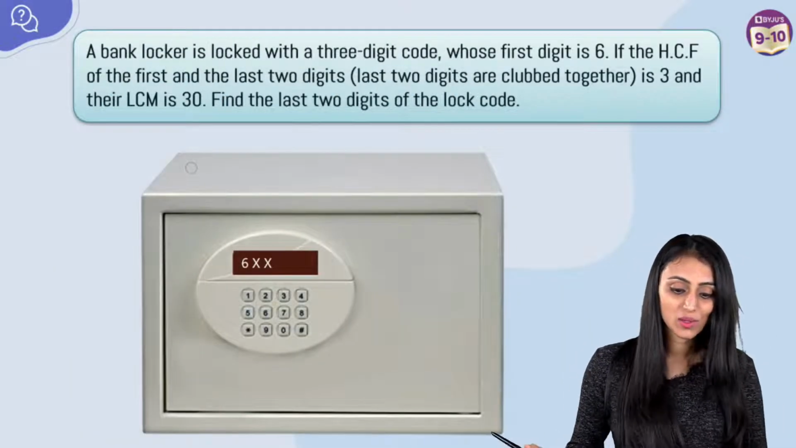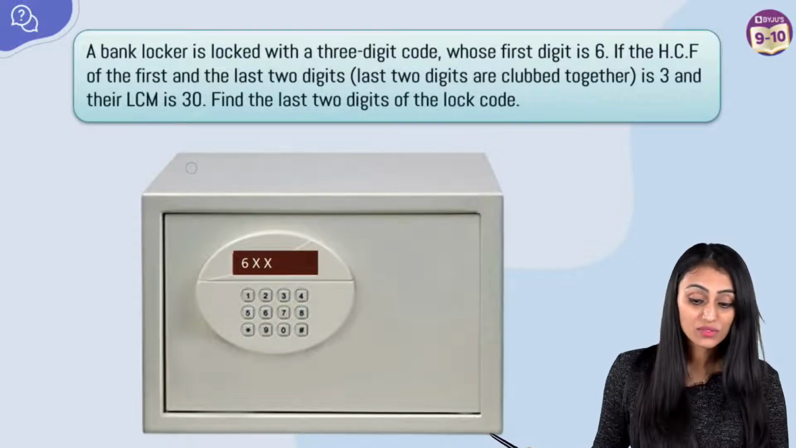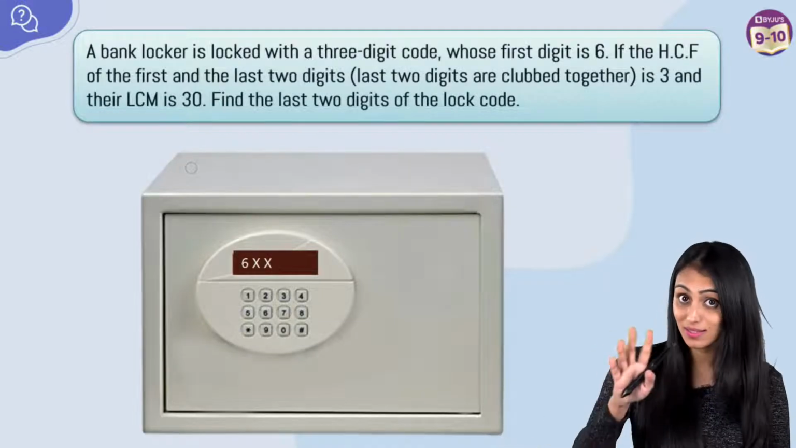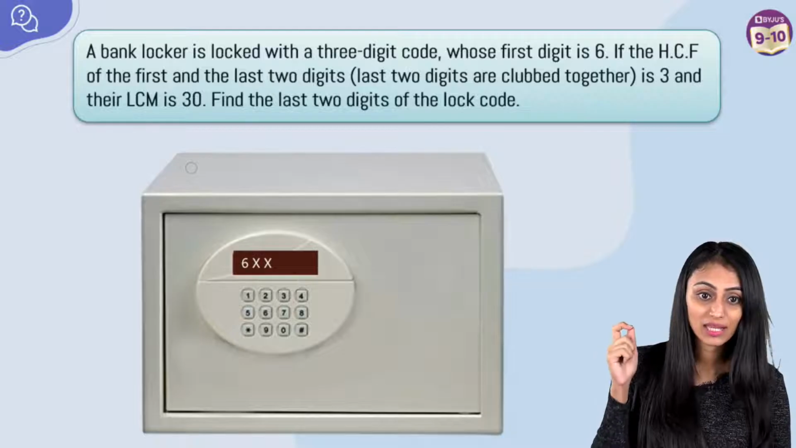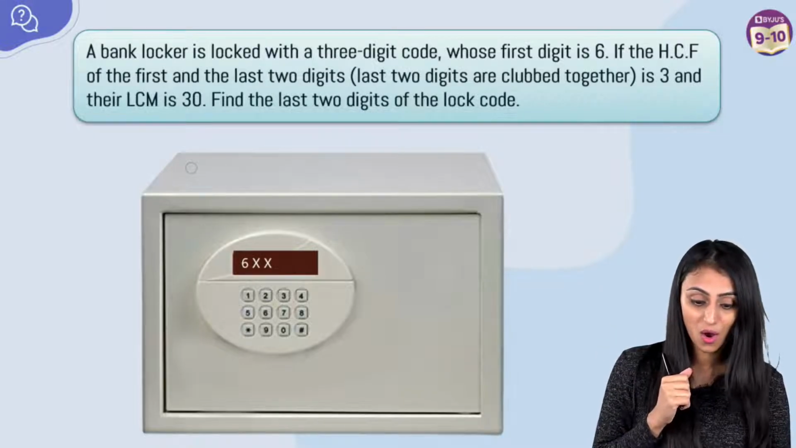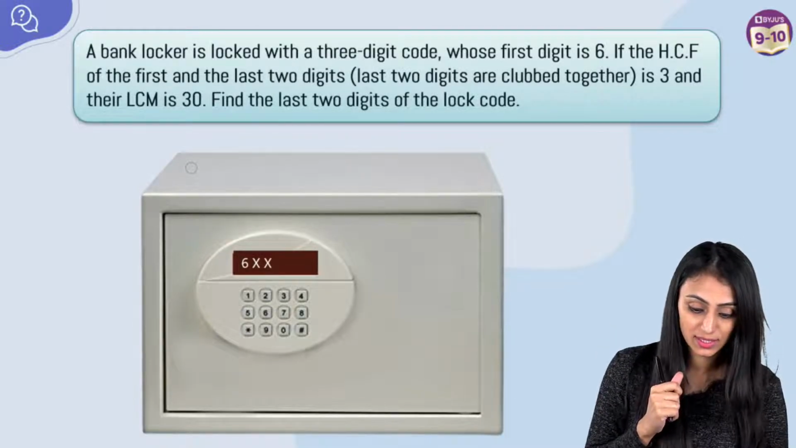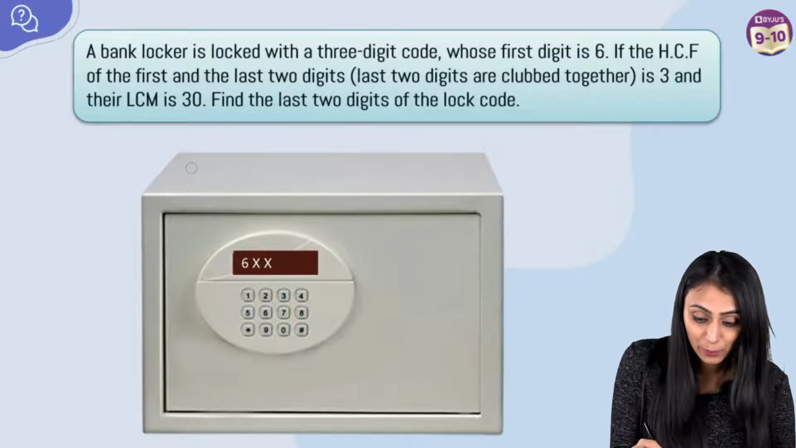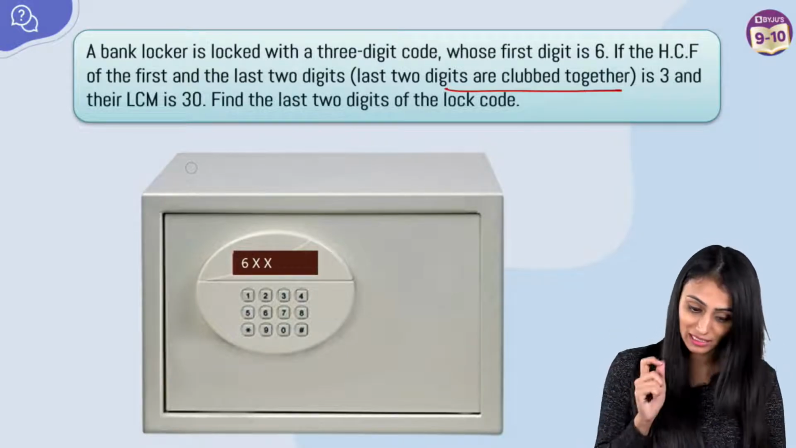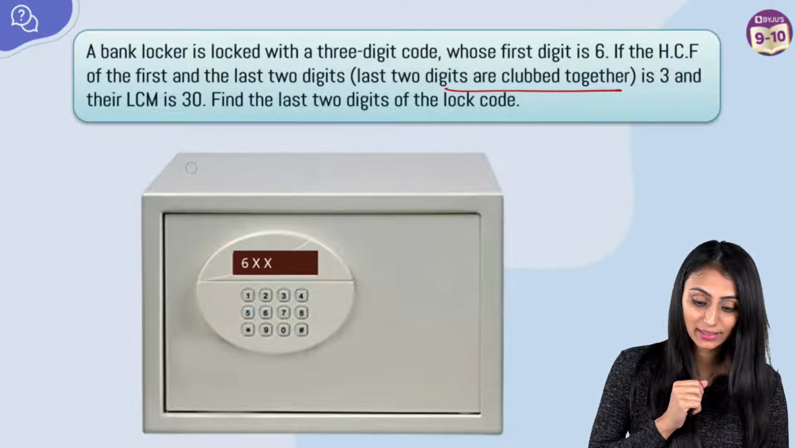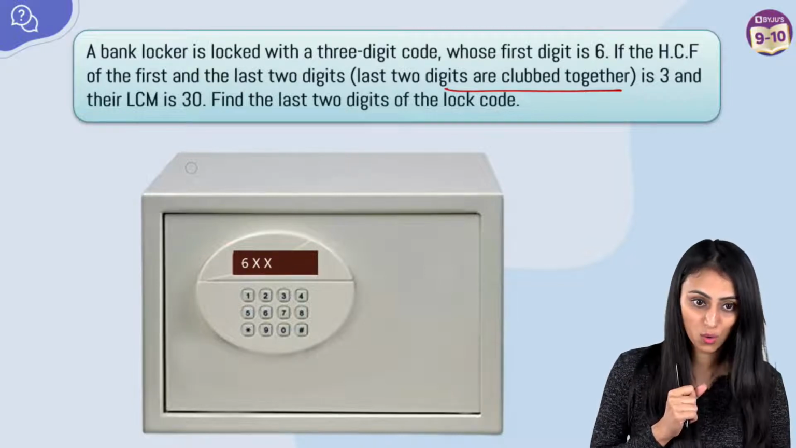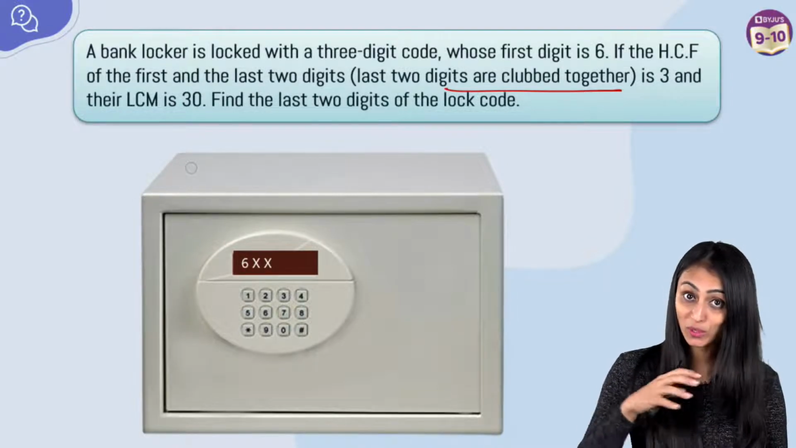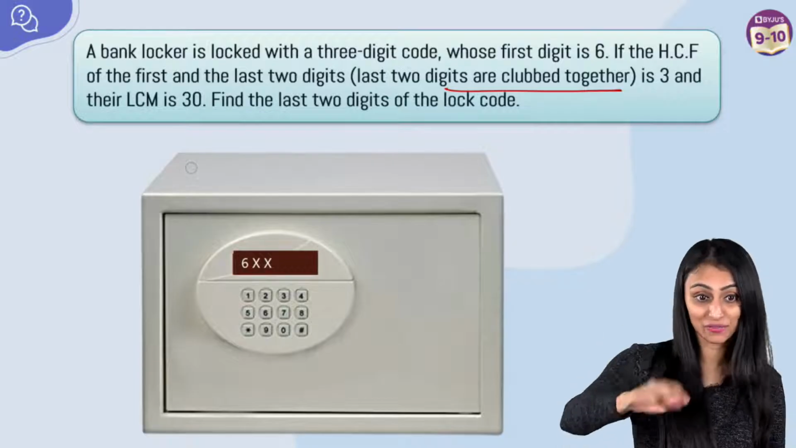A bank locker is locked with a 3-digit code whose first digit is 6. Please understand the question carefully first. If the HCF of the first digit and the last 2 digits, so the last 2 digits are clubbed together, the question is specifying it, is 3 and their LCM is 30, find the last 2 digits of the lock code. So do you want me to solve this question or do you want to try it first?